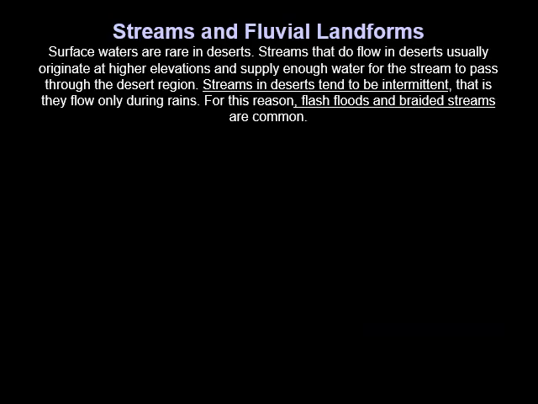Now we go to streams and fluvial landforms. Rarely do we have water in desert environments. Streams tend to be intermittent. That is, flowing water is only available during rains. And for this reason, flash floods and braided streams are common.